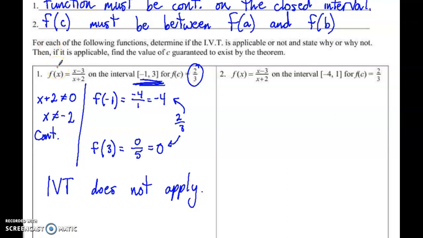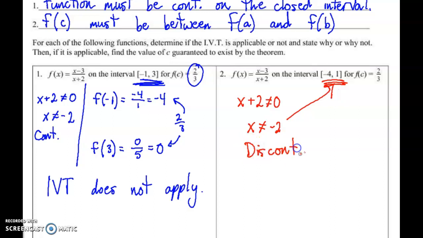So then the next problem that we're looking at is actually really straightforward, because if you look at your interval, it's actually the same problem. You look at your domain: the denominator cannot equal 0, so x cannot equal -2. Just stop right there, because -2 is within this interval, and therefore it is discontinuous on the interval. So therefore the intermediate value theorem, IVT, again does not apply.